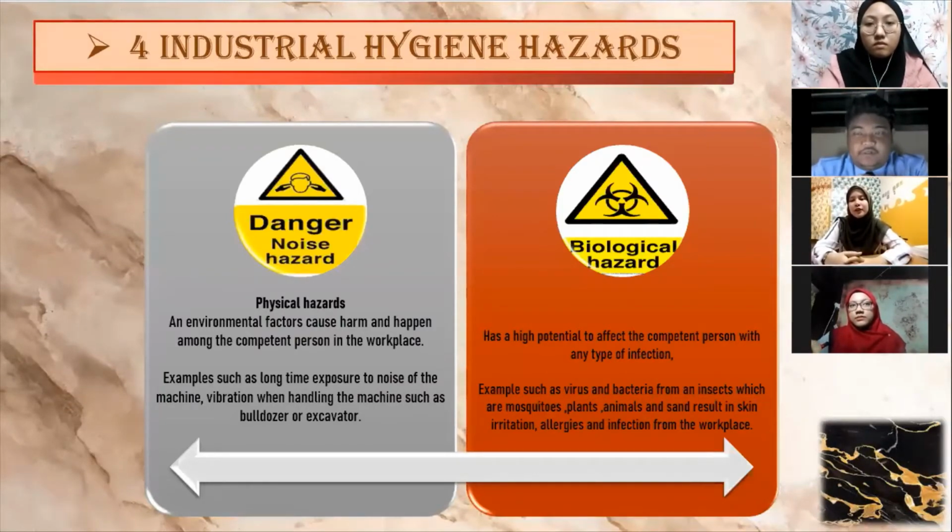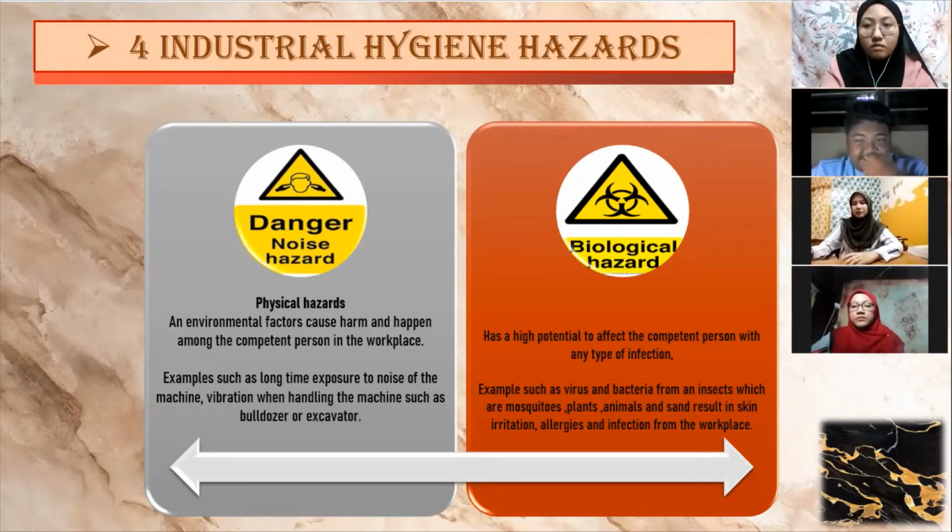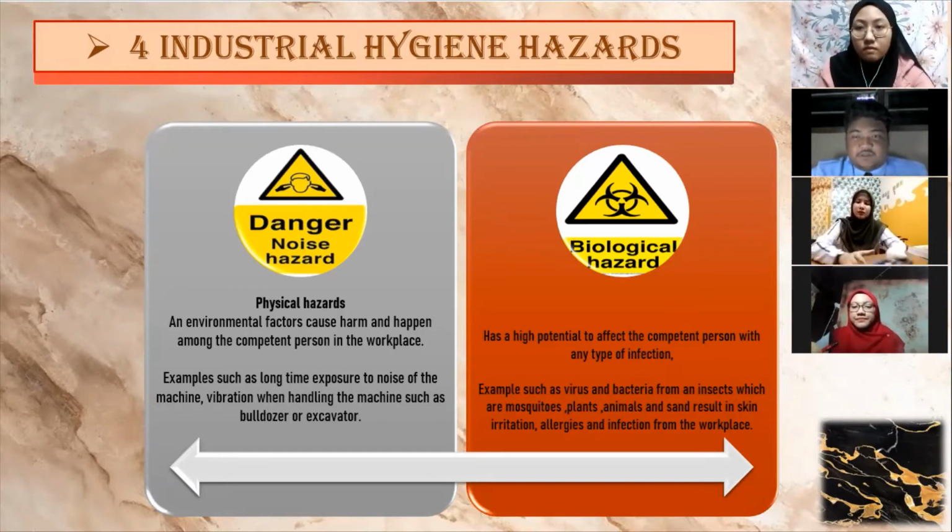All right, everyone. Referring to the job step of the installing new pipeline task, there are 4 hazards that we identified in this task. Number 1 is a physical hazard. Second is a biological hazard. Number 3 is an ergonomic hazard. And the final one is a chemical hazard. So the first one, we talk about the physical hazard. A physical hazard is an environmental factor that causes harm to the competent person in the workplace.